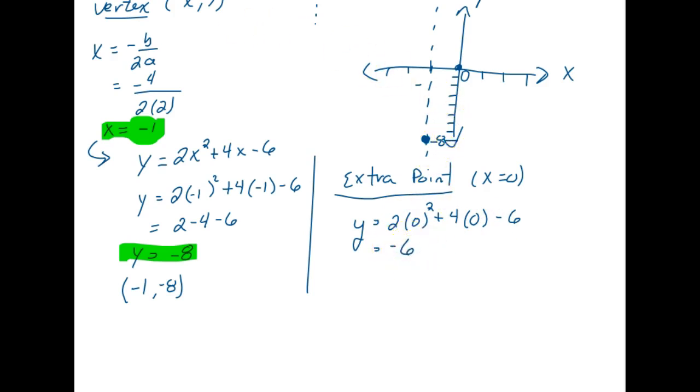So if I want to plot that extra point, 1, 2, 3, 4, 5, 6, here. So if I am one space away from the axis of symmetry, I have a height of -6. If I go one space on the other side, say here at -2, I'll have that same height. That would let me complete my graph, and it would look a little bit like that.